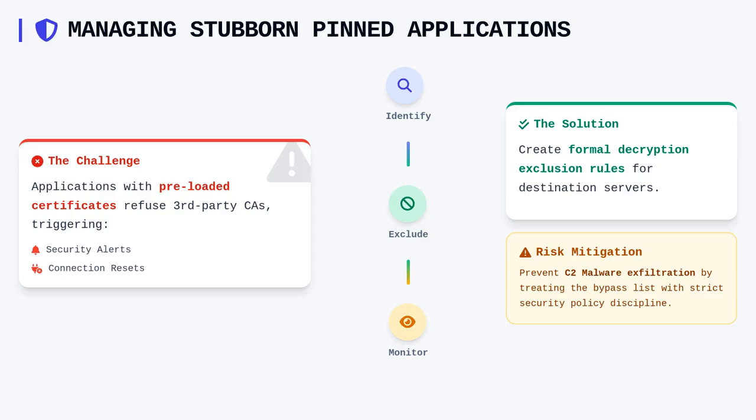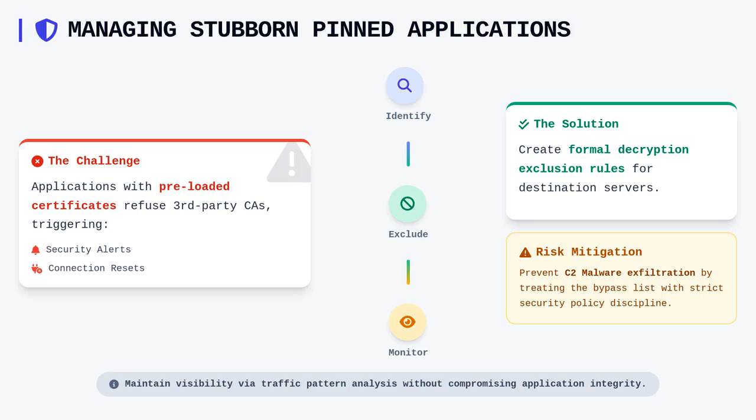formal decryption exclusion rule. You should maintain these exclusions with the same level of discipline applied to security policy rules, ensuring that your bypass list does not become an open door for exfiltrating malware that is clever enough to use known excluded destinations as a command and control channel. By monitoring the traffic patterns of your excluded entities, you can maintain visibility into those segments without infringing on the privacy or integrity of the sensitive applications involved.